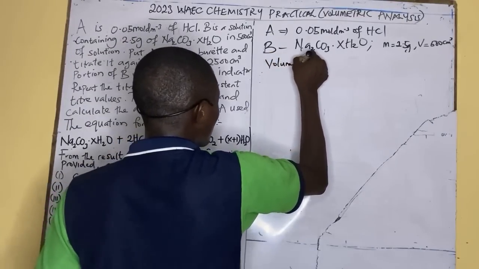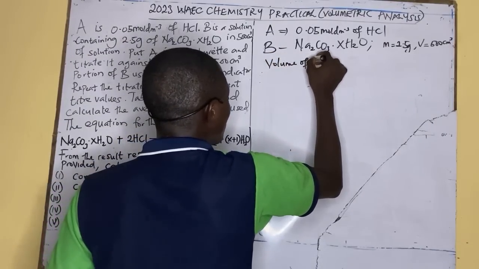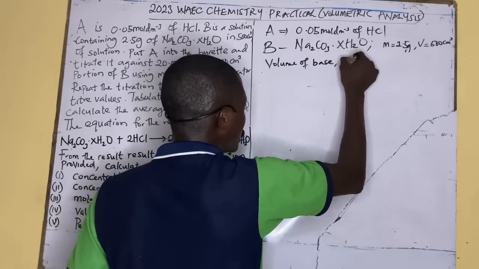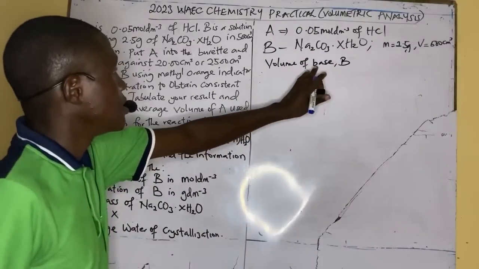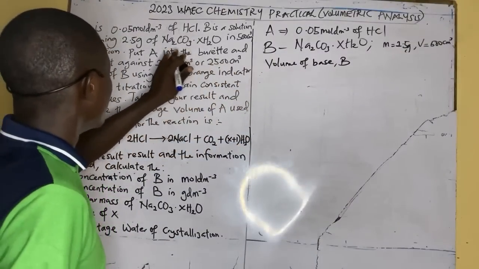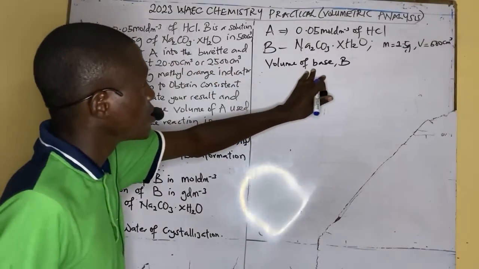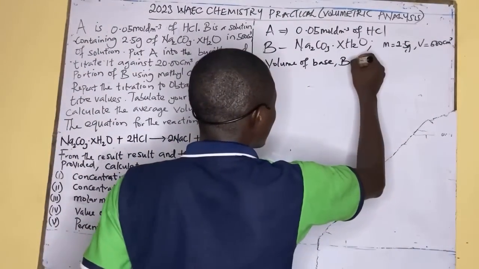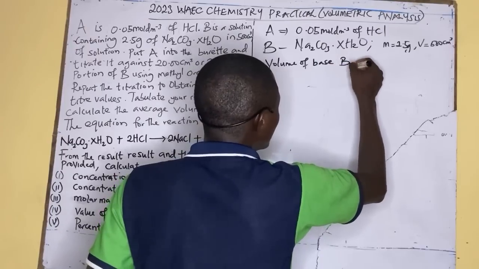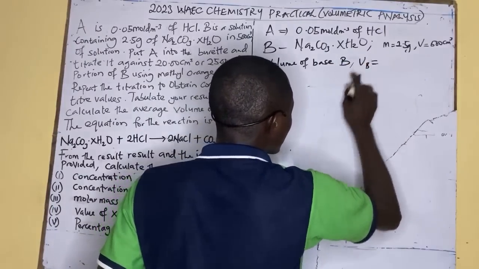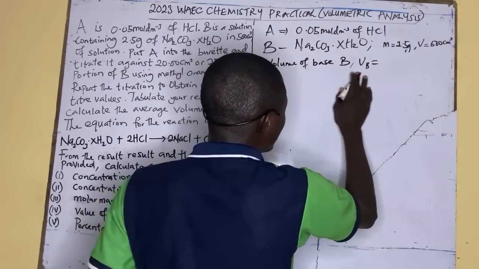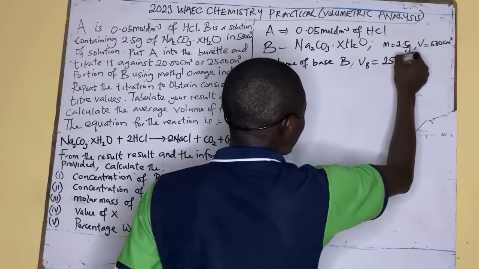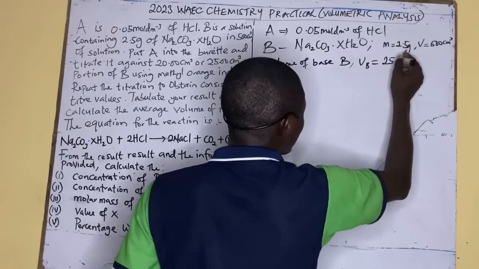We have the volume of base, which is the volume of the pipette. Although we didn't call it base, we know it's base, so we can also call it volume of base or volume of B in centimeter cube, which is VB, equal to 25 centimeter cube.